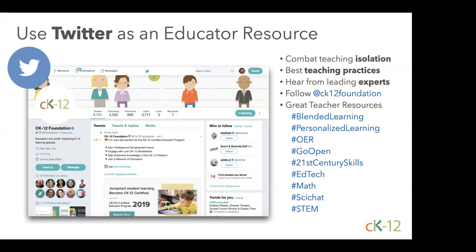So hashtag blended learning, hashtag personalized learning. OER is a great hashtag to find all types of open educational resources. The Go Open movement is also another great resource. 21st century skills, hashtag edtech, hashtag math. For science, do hashtag SciChat. And then just the general STEM is a really good hashtag that you can search by on Twitter and find some leading experts in the field who have really mapped it out for you and are willing to share a lot of things to help you during these times when a lot of us are developing technology skills for the first time.